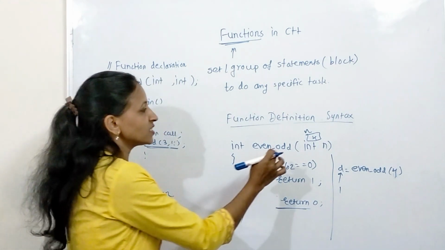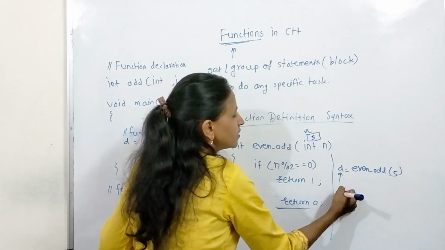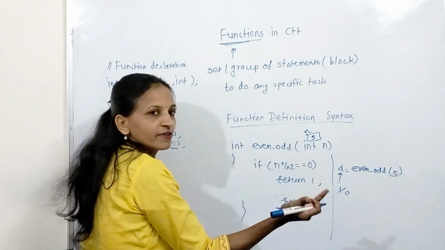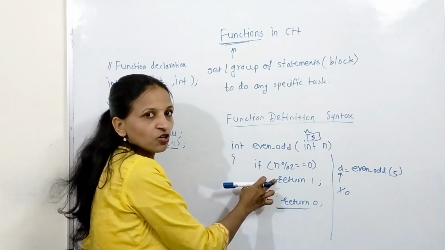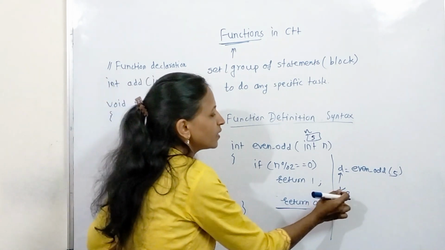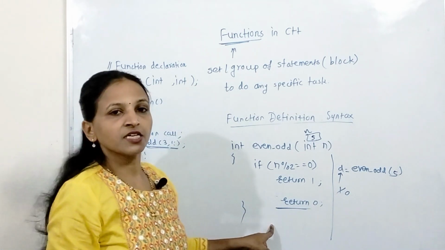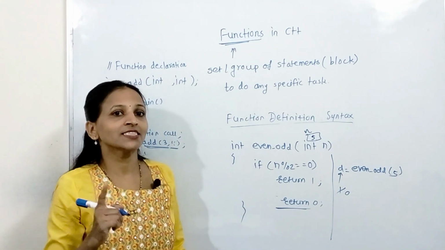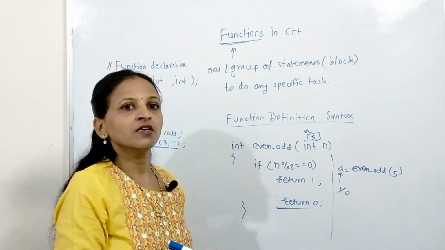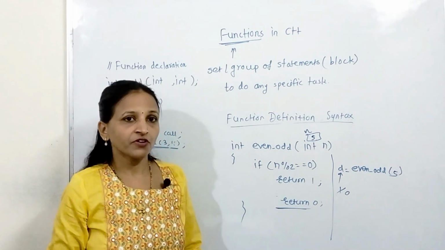Now let's say we have passed the value 5 here, then what will happen? Instead of 1 it will be 0. Why? See, 5 modulus 2 equal to 0 is false. That's why this statement will not get executed. It will return the value 0, and that's why 0 will be stored inside d. In this way, a function can have multiple return statements, but only one statement will get executed. Only one value we can return from a function. Getting? These are just the basic introductory parts about functions.